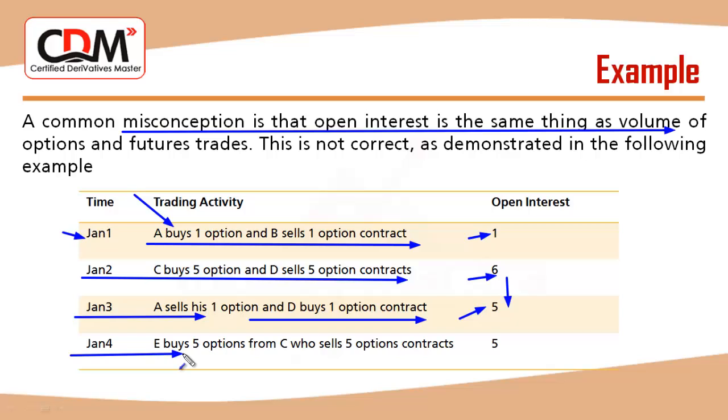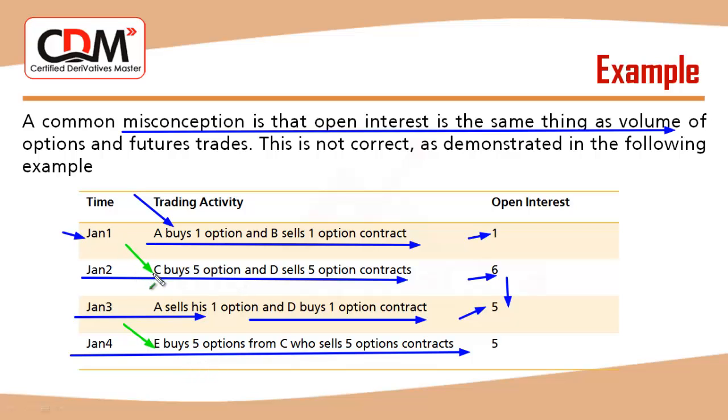Now the fourth thing: trader E buys 5 options from trader C, who sells 5 option contracts. Another new trader, E, jumps into the market and buys 5 option contracts from trader C.